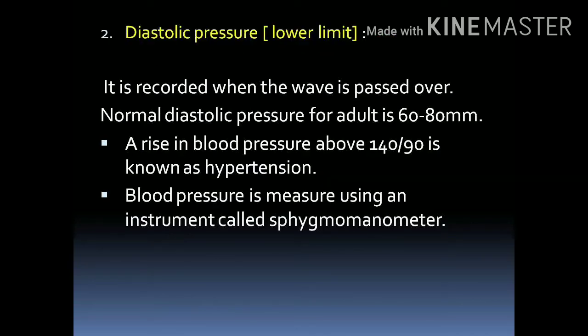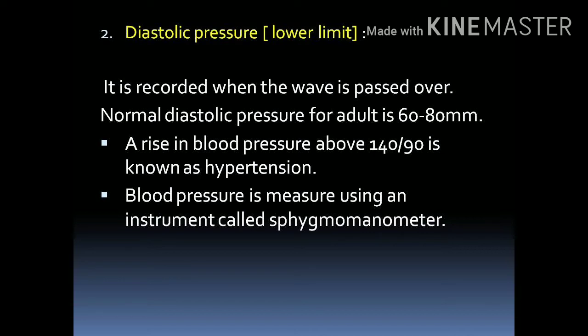One more, diastolic pressure. The diastolic pressure is the pressure of the blood when the wave has passed over, when the heart is relaxed. When the heart is relaxed, the pressure at that time is called diastolic pressure. This is the lower limit. Systolic pressure is when the heart undergoes contraction, diastolic pressure is when the heart undergoes relaxation. In both conditions, they create a pressure.